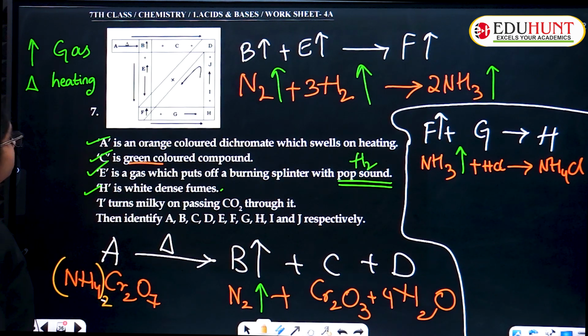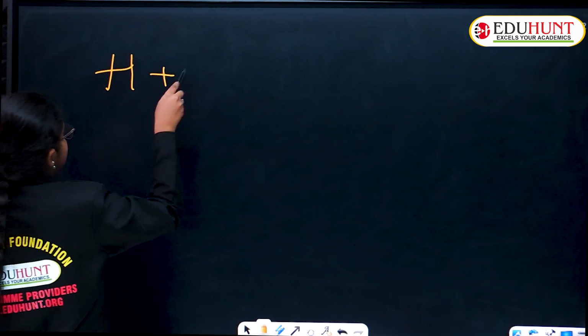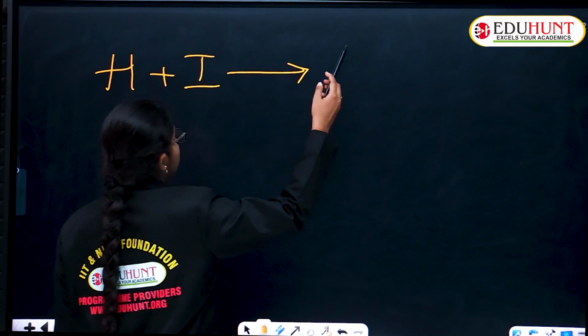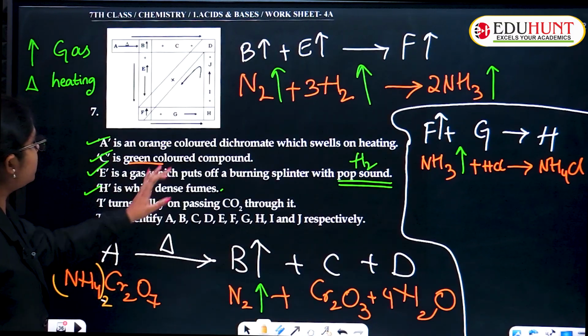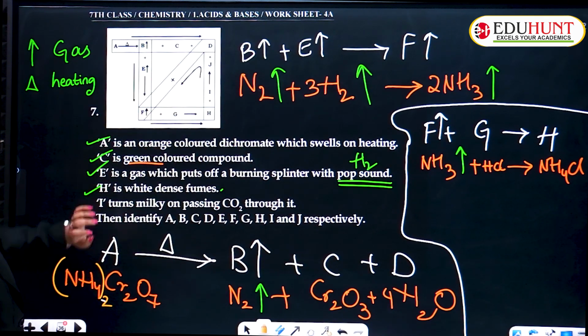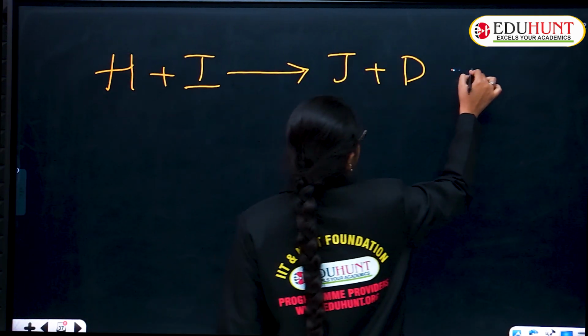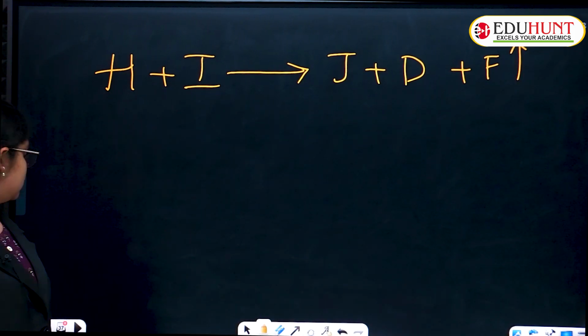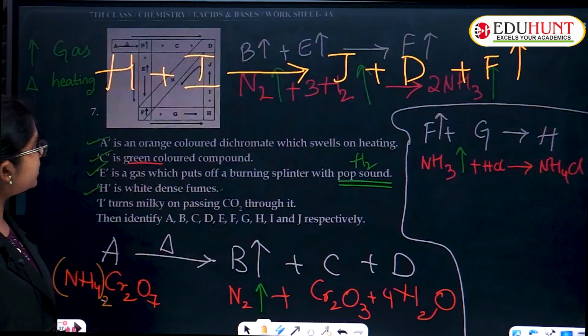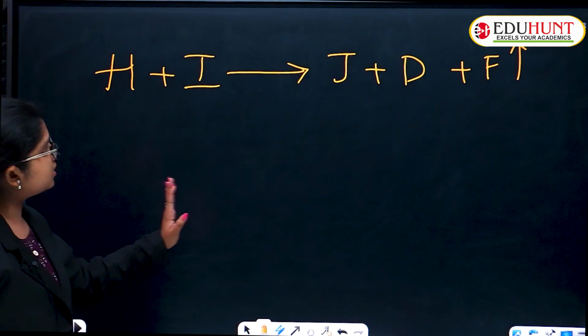Okay, I'll write here. H plus I giving rise to J plus D. What else is there? H plus I giving rise to J plus D plus, oh, F is also there, no? Plus F, which is having an upward arrow, since it is a gas, okay? So from the previous things, what do we get? We got all this.